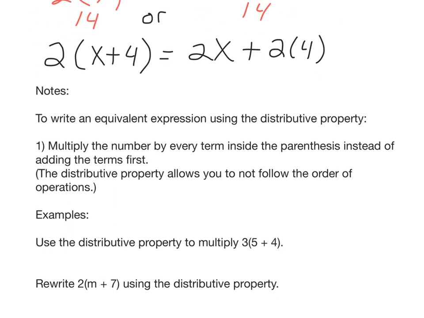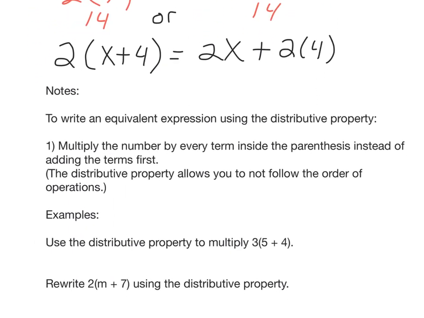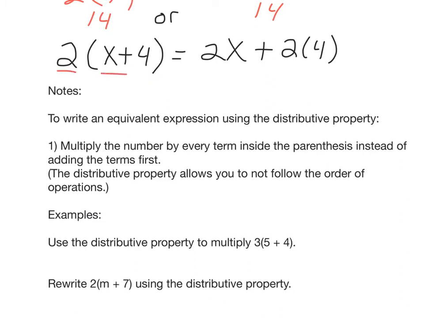Here is an algebra example. We've got 2 times x plus 4. So you can multiply 2 times both of the terms inside. 2 times x is 2x. 2 times 4 is next. And now you get 2x plus 2 times 4 is 8. So that's the final way to write that.